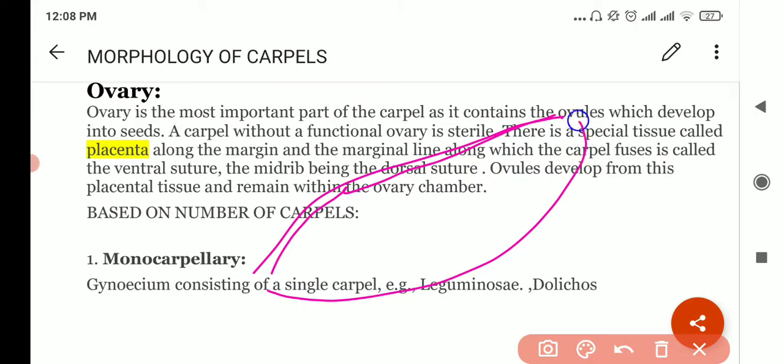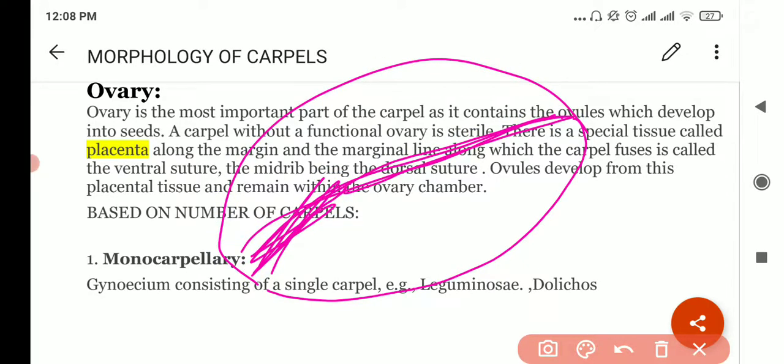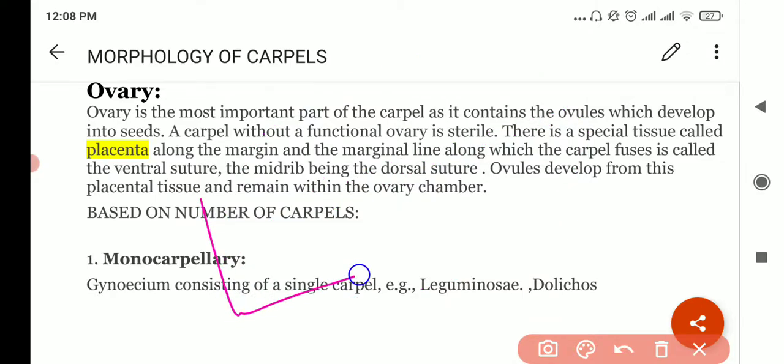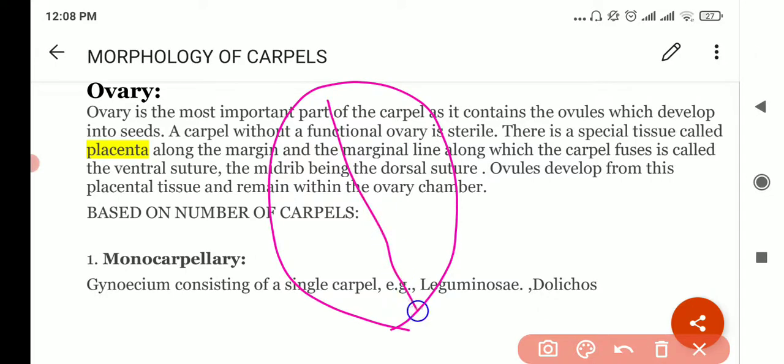Suppose this is one side of the carpel, this is another side of the carpel, and when they fuse together, it is like taking a piece of cloth and folding it to make it into a ball. You have to paste it somewhere, you have to fuse it somewhere. So same here. When it fuses, that is your ventral suture.